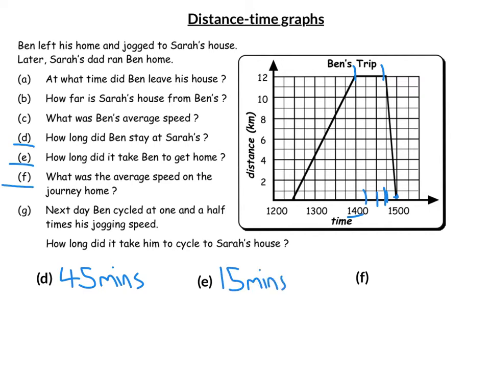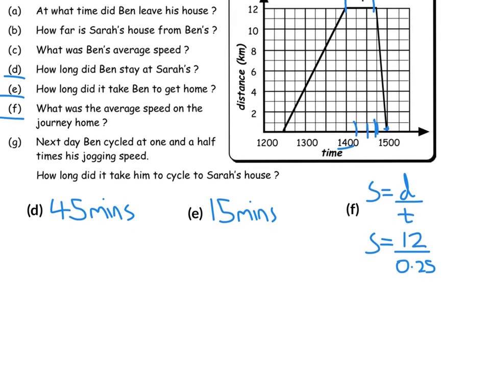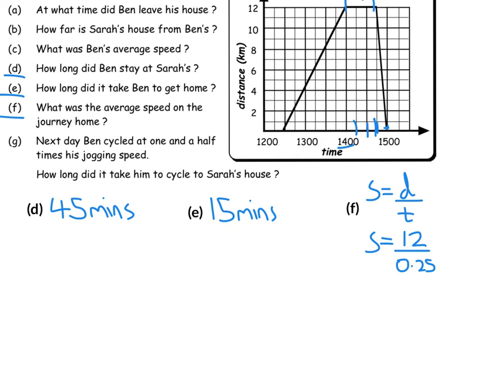What was the average speed on the journey home? Well, as we saw before, speed is equal to distance over time. So speed is going to equal, well, the distance is the same, so that's 12 kilometers. Time, in this case, it took 15 minutes. Now I must write that as a decimal, so that's 0.25. And working that out, we're going to get S is equal to 48 kilometers per hour.